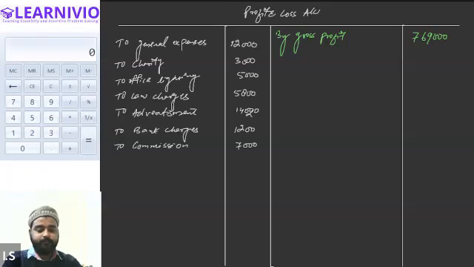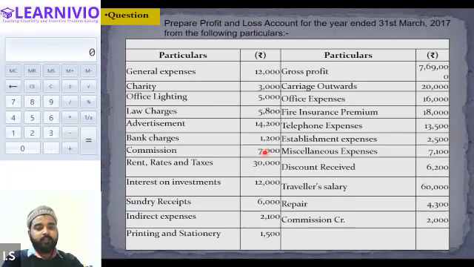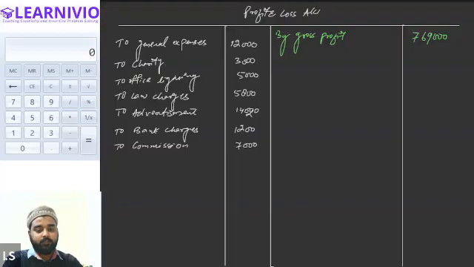Next. Commission. Then we have rent, rates and taxes. Rent, rates and taxes. This is also an indirect expense. To rent, rates, and taxes, 30,000 on the debit side again.